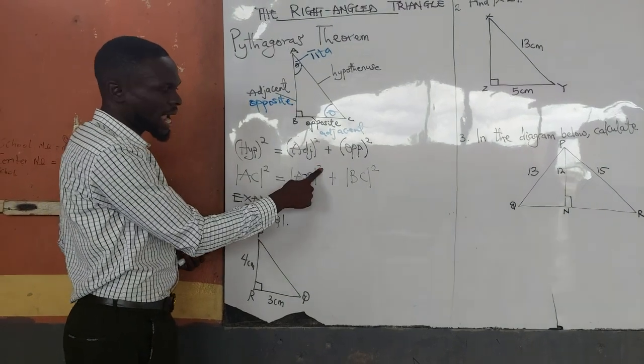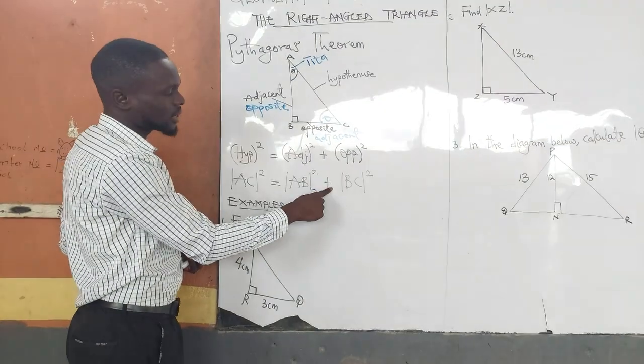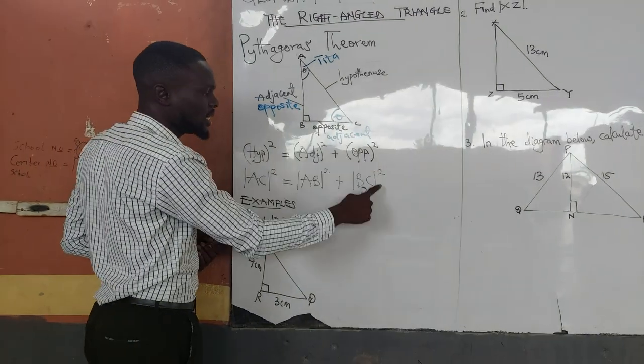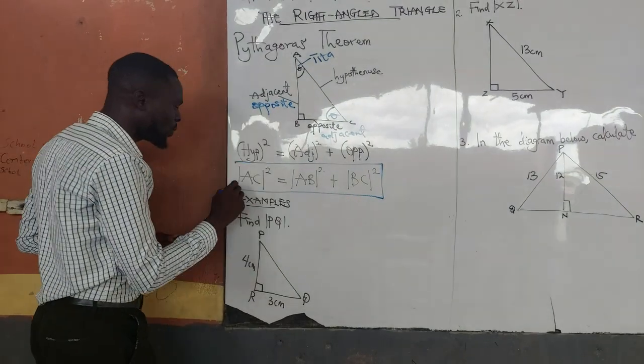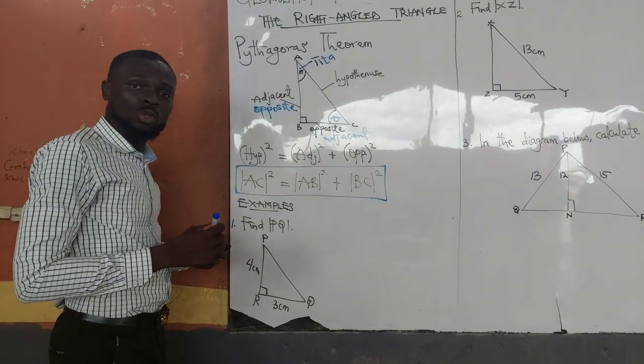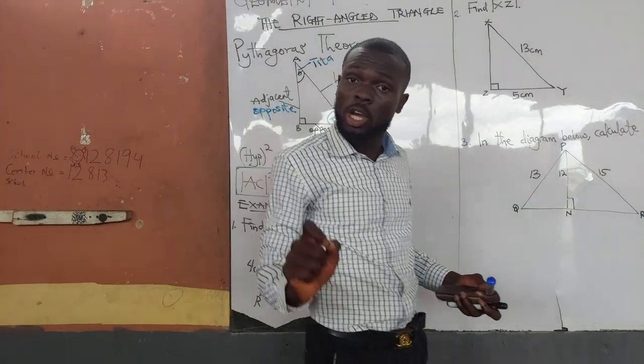adjacent squared plus the opposite BC squared. And this is the most important thing we have to know when it comes to the Pythagoras theorem.